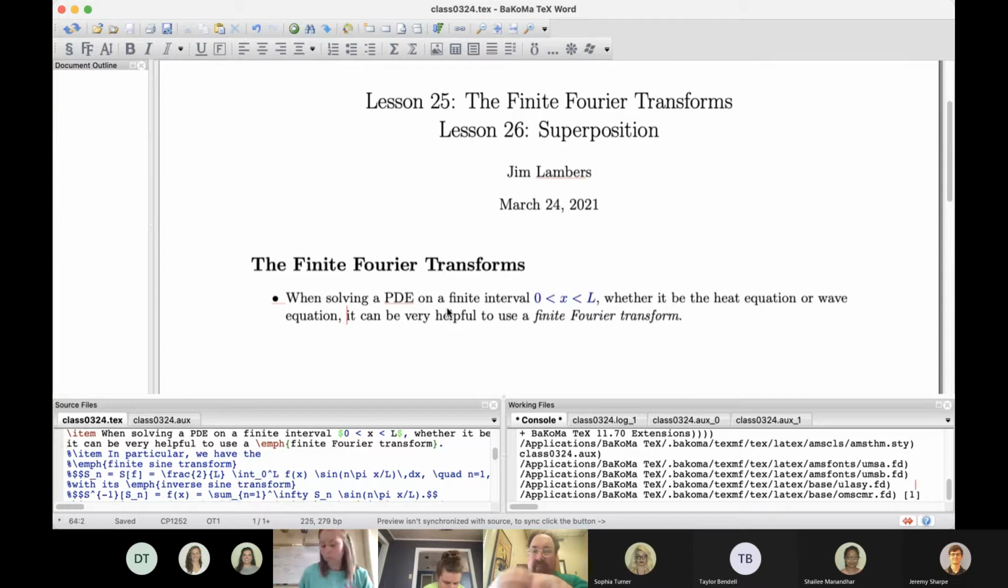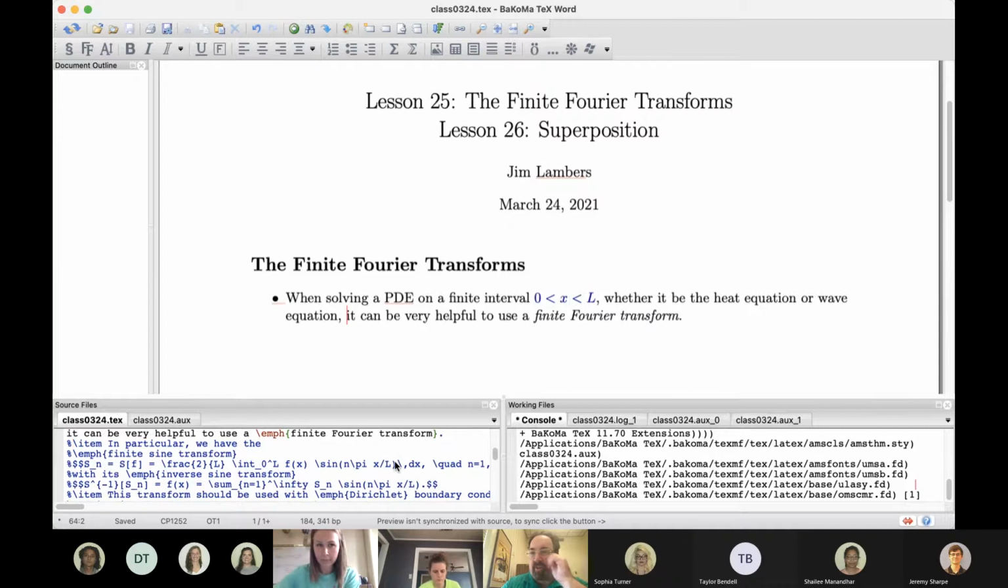Even though it's still a chapter on the wave equation, the approach I'm going to show you here can be applied to either heat or wave. Okay, so the finite sine Fourier transform, whether it's sine or cosine.